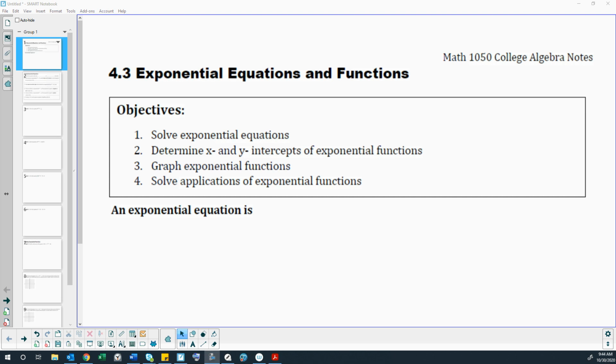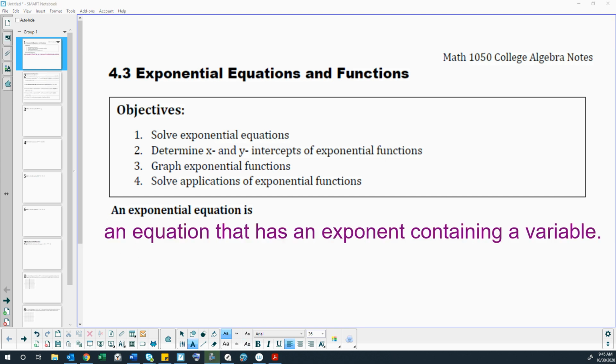An exponential equation is an equation that has an exponent containing a variable. In case that wasn't clear before, let's just throw that definition in there. One more time, an exponential equation is an equation that has an exponent containing a variable.